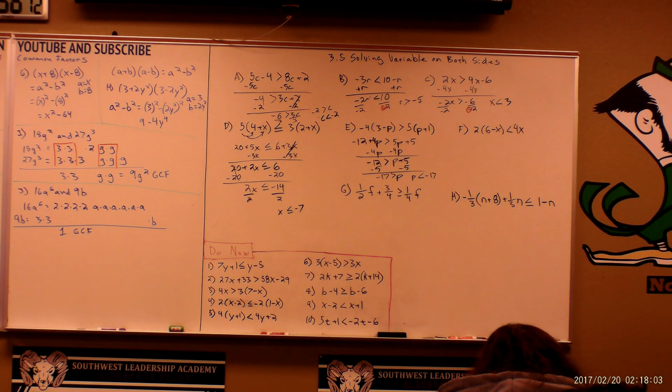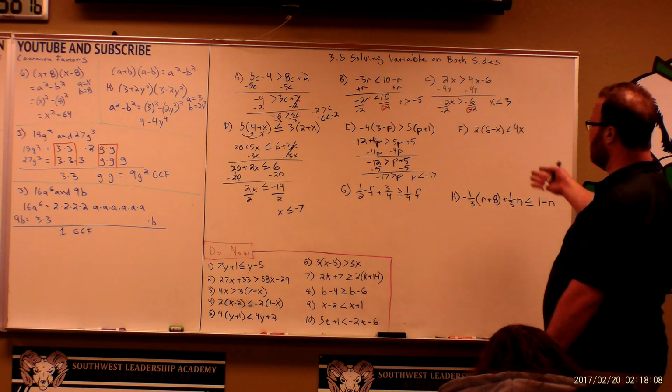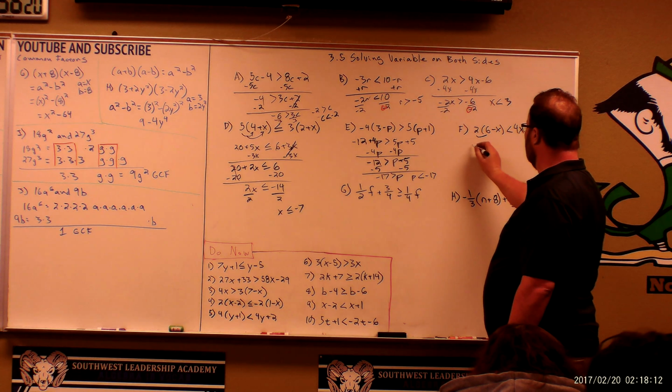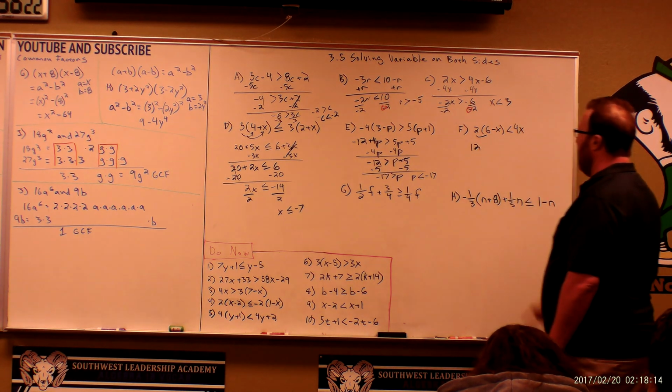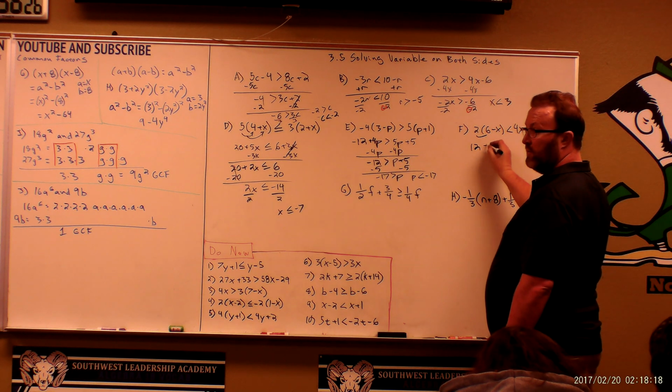Okay, any questions on that one? Those two are the same, right? Isn't this the same thing? It is. Distributive property. What's 2 times 6? 12. And what is 2 times negative x? Negative 2x. Good.